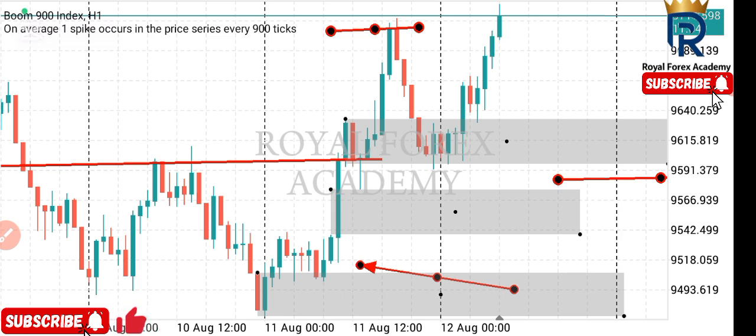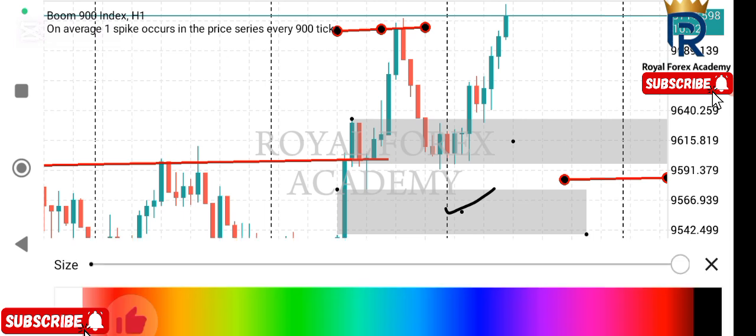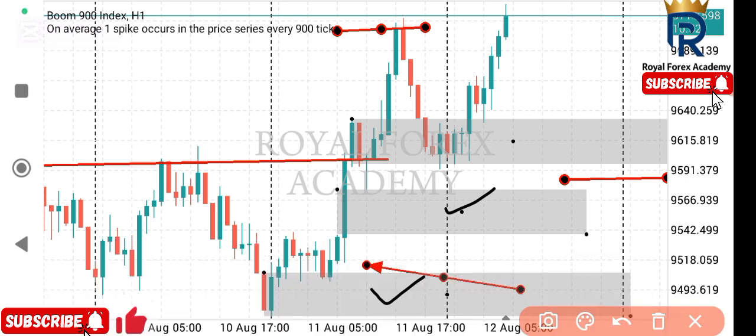Now, look at what has happened. Now we have had this previous zone. So this zone is still valid because price has not retested. This one is also still valid because price has not retested. The only zone that is no longer valid here is this zone, the smart money cue, because price has already mitigated, so it is no longer a valid zone.